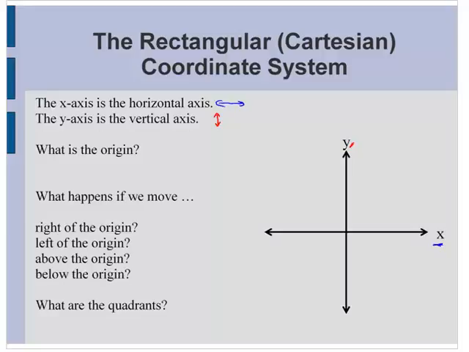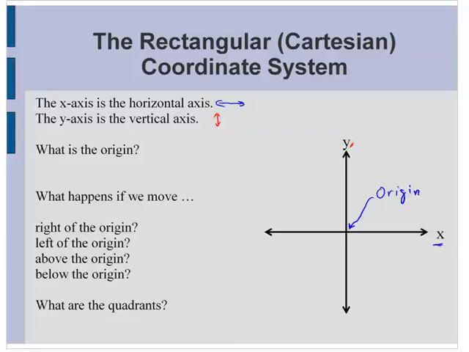Alright, so what is the origin? The origin is the point where these axes intersect. So this point is called the origin. So now, we think of the origin as sort of the 0 point.